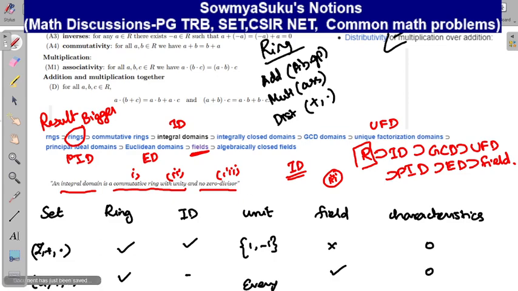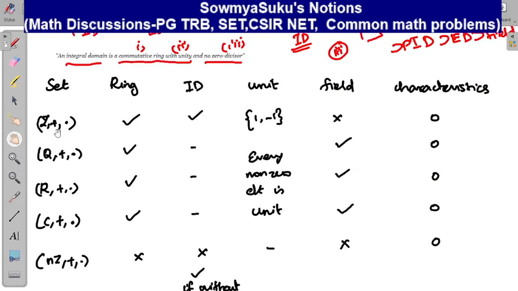Let's see the sets. The first set is (Z, +, ·), which is a ring. For that you have to check all the conditions for the ring. And for the field, here (Z, +, ·) is not a field, and its characteristic is 0. The unit elements are only 1 and minus 1, and it is an integral domain because it is a commutative ring with identity, which you already found. It has no zero divisors, so it is an integral domain.